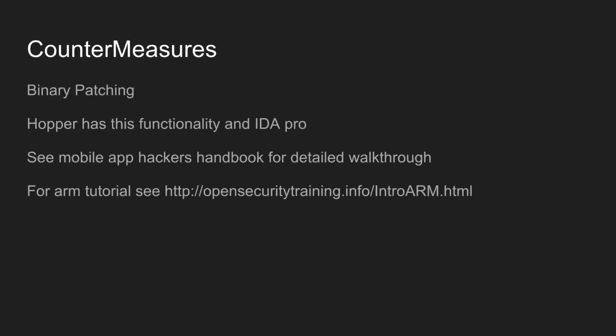So how do you get around these? Same kind of countermeasures, which we'll dive into on Android in a little bit: you patch out these checks, which I'll walk you through how to do. And you can patch it in Hopper. Hopper is about $100, I think, per license. IDA Pro starts at about $1,000. You can also see the Mobile App Hacker's Handbook for a detailed walkthrough.